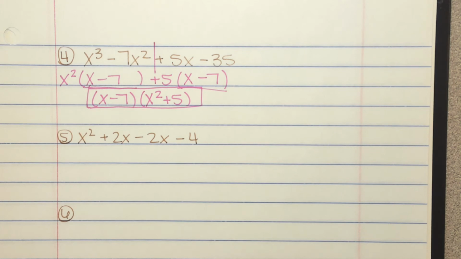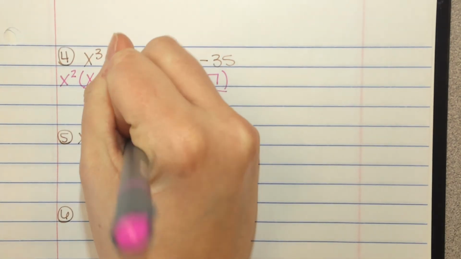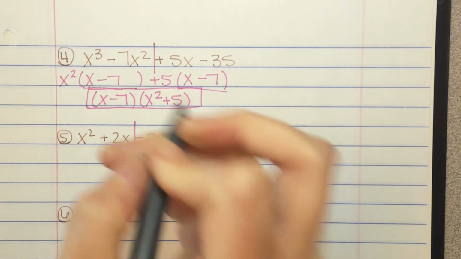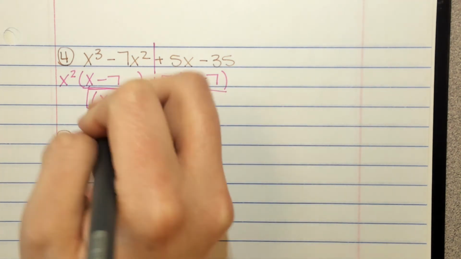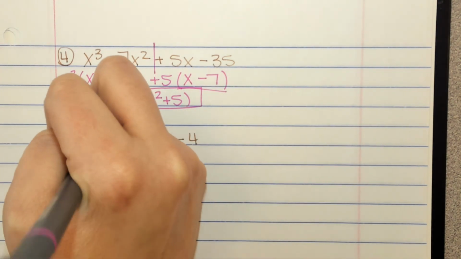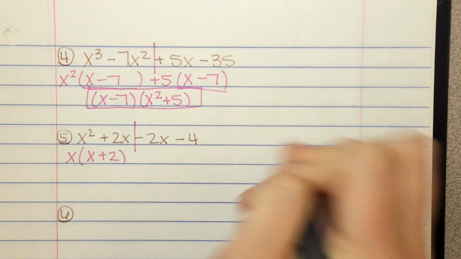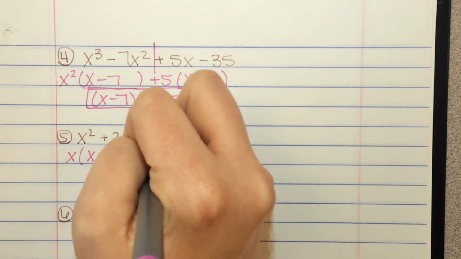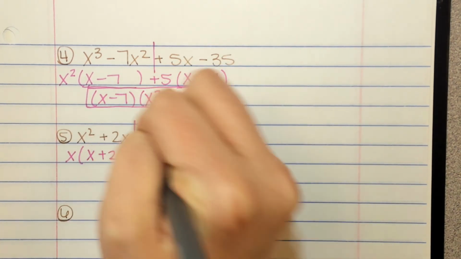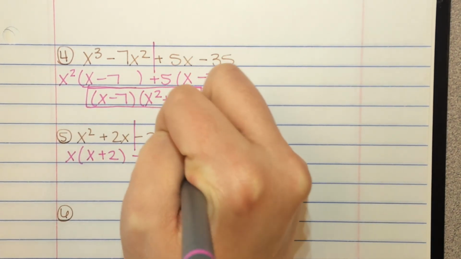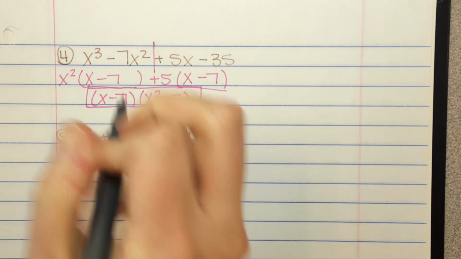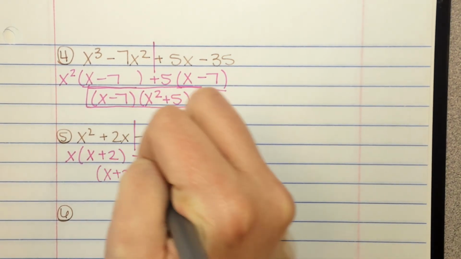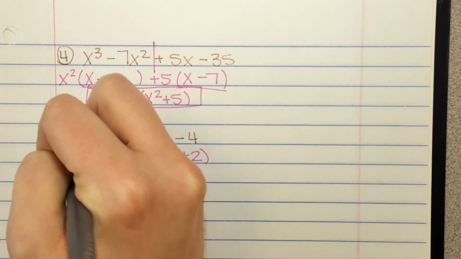Okay, number 5 is similar. We don't have a GCF, so we can start by splitting it down the middle. Our first side, we can pull out an x, and we're left with x plus 2. The other side, we start with a negative, so we pull out a negative, and we can pull out a negative 2. So we're left with x plus 2. Our common factor is now x plus 2. And in parentheses, we can put our leftovers, x minus 2.